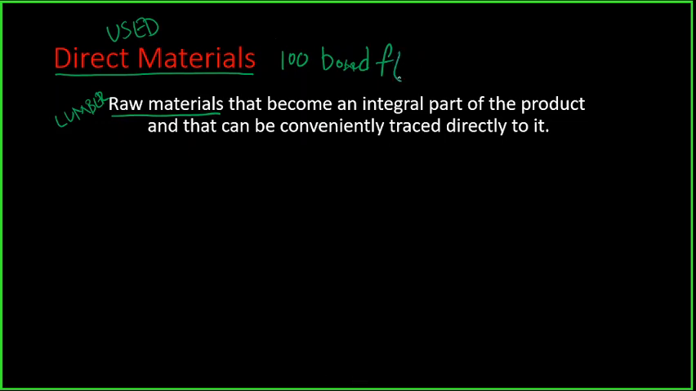Anyway, what's your raw material? Lumber. What's our direct material? Well, it's 100 board feet because that's the used lumber. Okay. Now, they become an integral part of the product. When we say integral, the product cannot exist without your direct materials or without your raw materials. Okay? So, that's the meaning of integral.